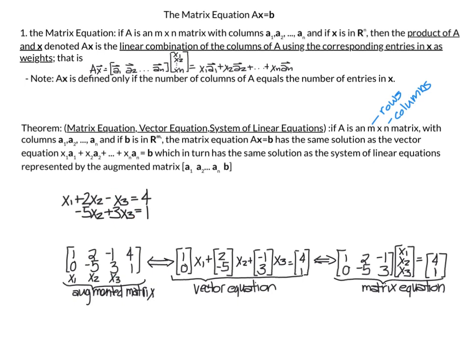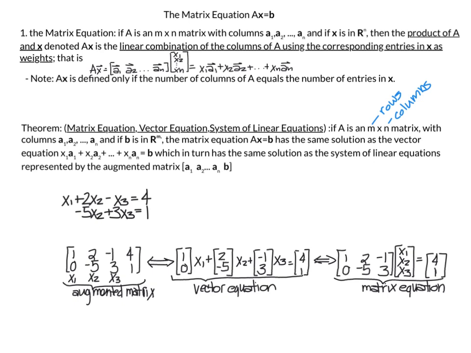So to get the corresponding vector equation, we take the coefficients of x1, which is 1, 0, and multiply by x1. We take the coefficients associated with x2, that's 2, minus 5, and multiply by x2, and then we take the coefficients -1, 3, and multiply by x3, and that will equal 4, 1. And this theorem says the solutions to the system of linear equations represented by this augmented matrix is the same set of solutions as this vector equation.